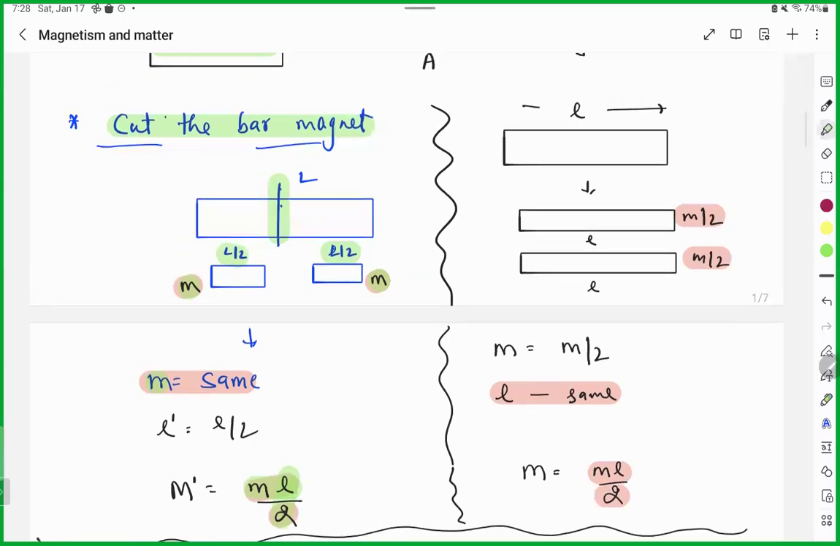But if you cut along the line, longitudinally, then your pole strength, it's like charge, will become half, but length remains the same. Still, magnetic dipole moment will be capital M.